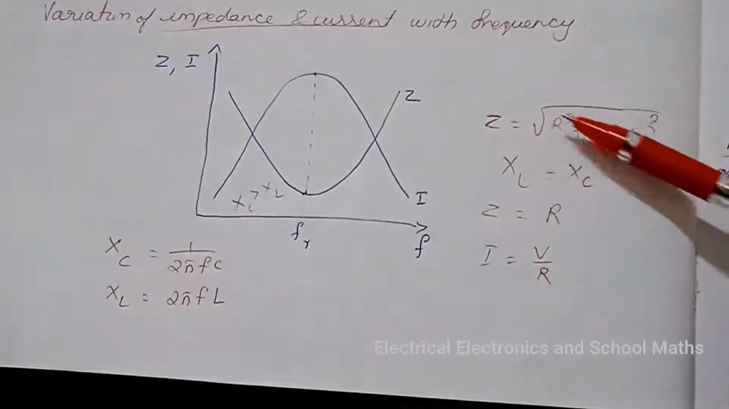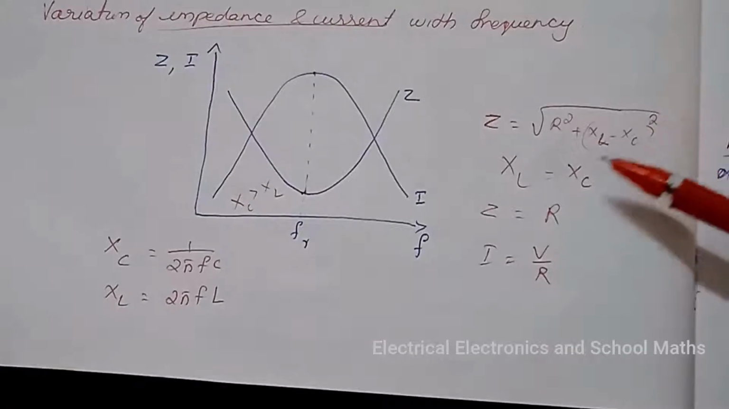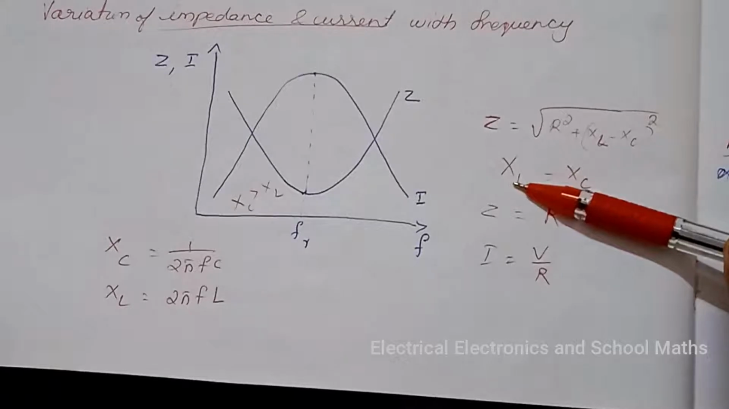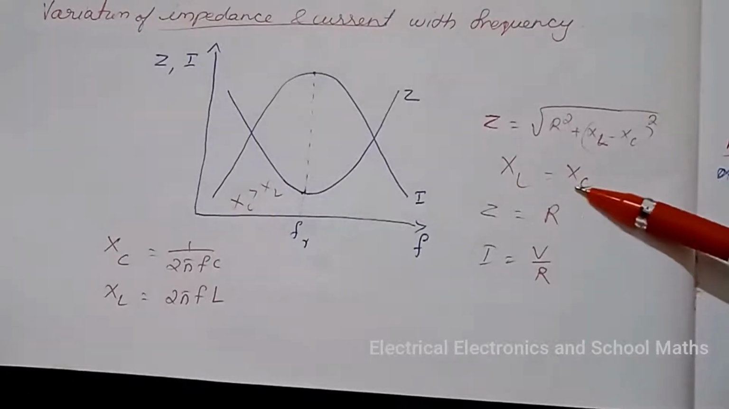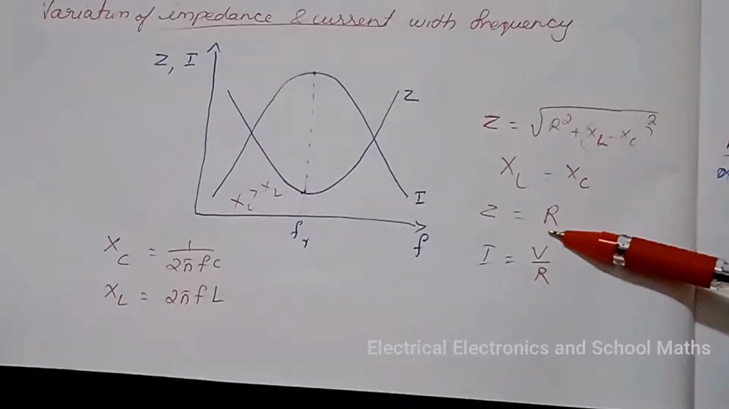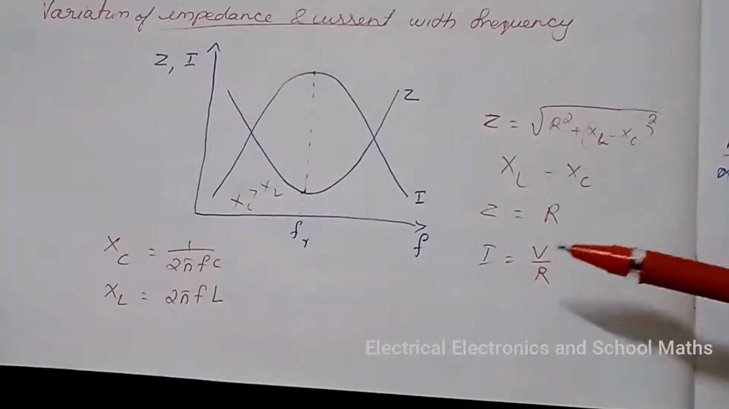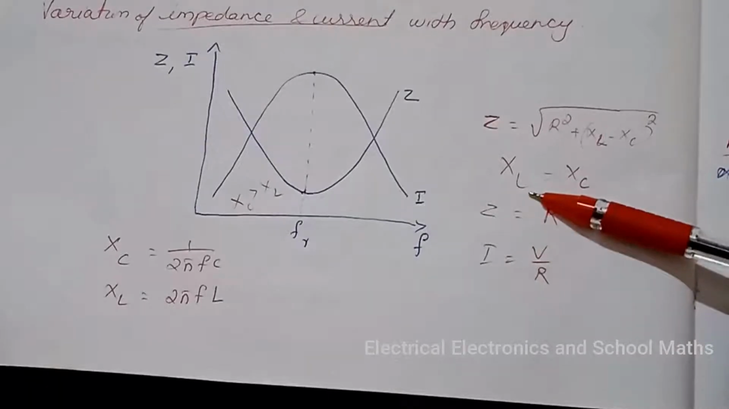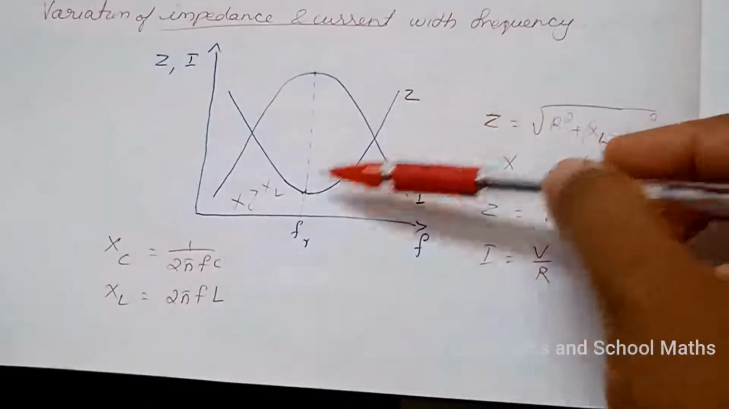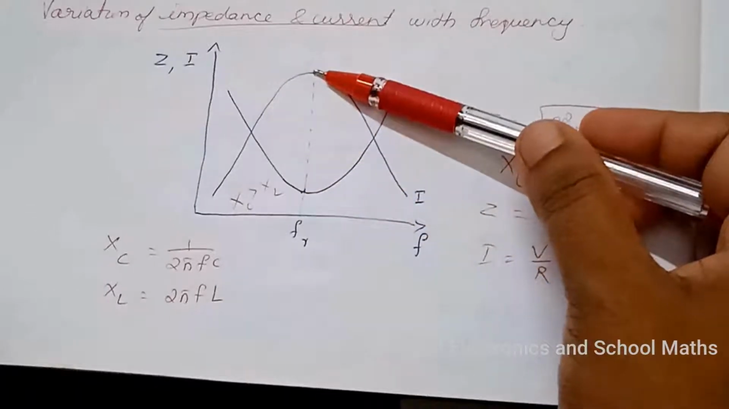We know Z is equal to square root of R square plus (XL minus XC) the whole square. At the resonant frequency, the capacitive reactance is equal in magnitude to the inductive reactance, that is XL equal to XC. So we get Z equal to R, and we know current I is equal to V by R. So at the resonant frequency, the impedance is minimum. This is the impedance curve. Impedance is minimum at resonant frequency and hence the current is maximum.